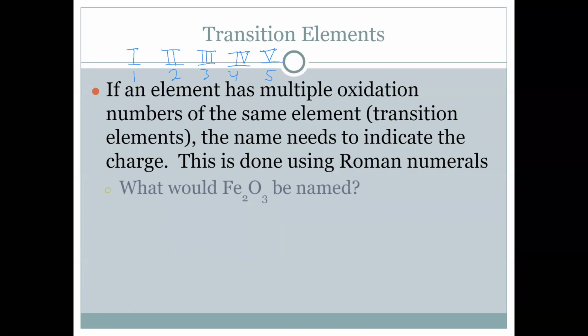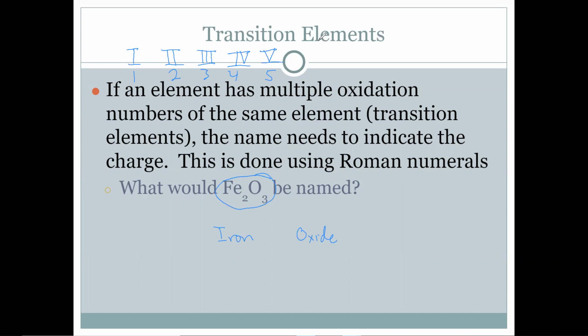So if we were going to name this compound right here, we would have to give iron a charge using a Roman numeral. Now the naming is going to work pretty similarly to the naming rules I already just taught you. Iron is going to keep its name. Fe is iron, so we're going to have iron. Oxygen is going to become oxide. The only difference is we need to tell what charge iron has, and you can actually do that super easily by doing the opposite of swap and drop. So I'm going to show you how that works.